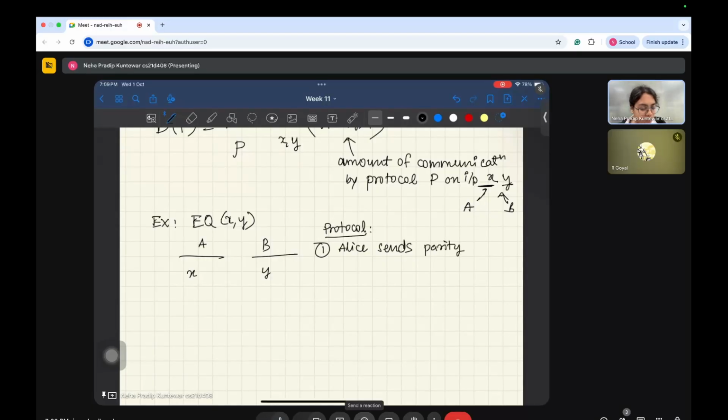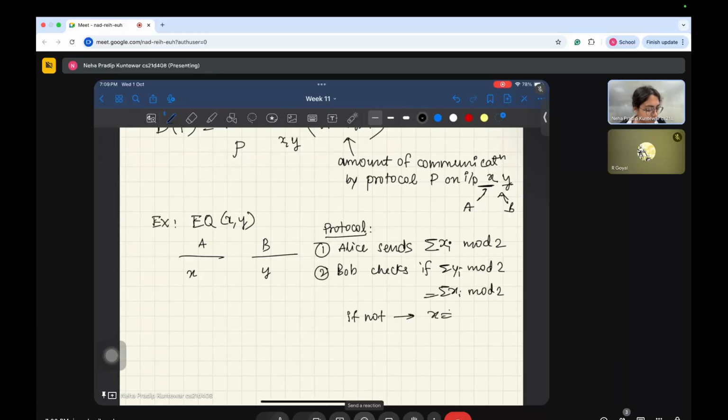of its bits, that is the summation of the bits modulo 2. So if it is odd, she will send 1. If it is even, she'll send a 0. This is the first step she does, and then Bob checks if summation y_i mod 2 is equal to summation x_i mod 2, and if not, then we know that they are not equal. This is what Bob deduces. The amount of communication we did here is just 1 bit.